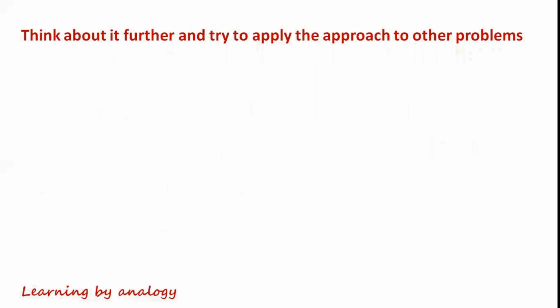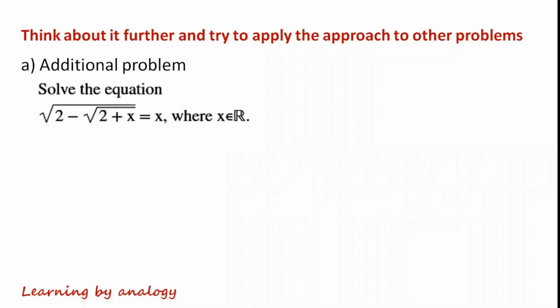Think about the thought process for the previous question further and try to apply the approach to other problems, such as this one. Solve the equation: the square root of 2 minus the square root of 2 plus x equals x, where x is a real number.